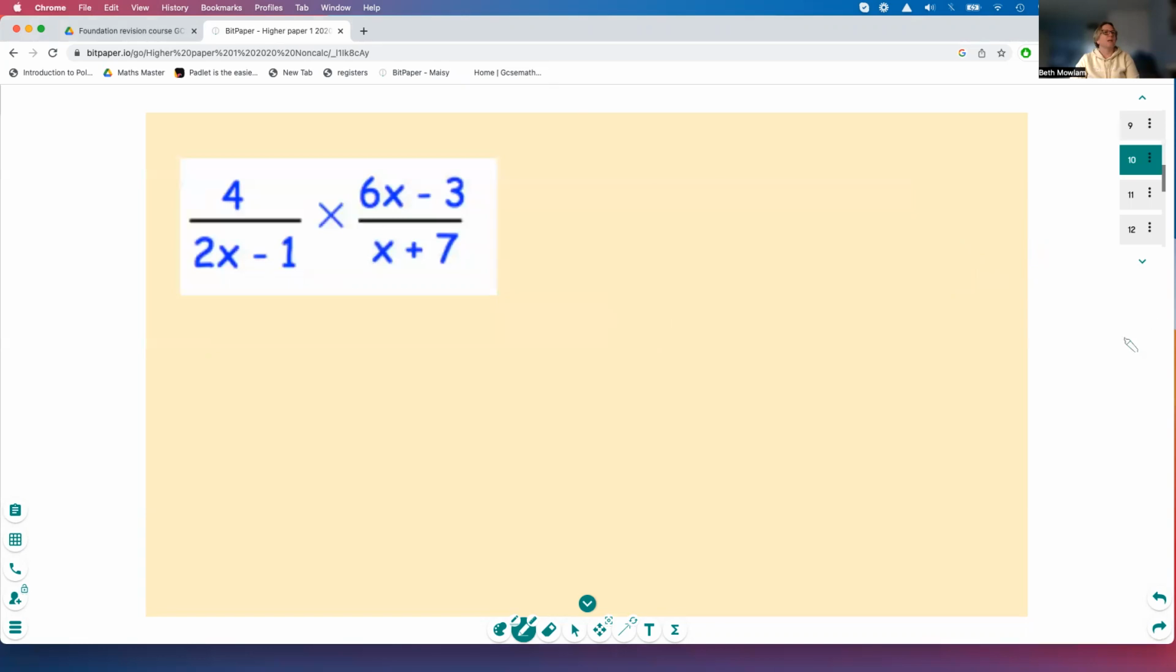Okay, on to page 10. So we've got this time 4 over 2x minus 1 times 6x minus 3 over x plus 7. So first step, always look and see, can you factorize any parts before you multiply? So 4 can't be factorized, 2x minus 1 can't be factorized. However, 6x minus 3, I can pull out a factor of 3. So I've got 3 times 2x minus 1 over x plus 7. Remember, if we put it in brackets, we don't forget they're together.